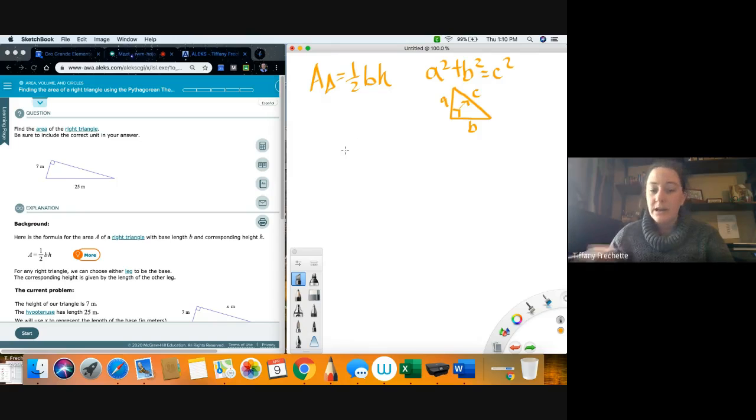All right, so now that we have those pieces we need, let's take a look at our problem. Find the area of a right triangle. Be sure to include the correct unit in your answer. They give us 7, and they give us nothing on this one, but they give us 25 here. The reason we need this one where they haven't given us anything is I need a base and a height. And in order to be considered a base and a height, they have to create a 90-degree angle.